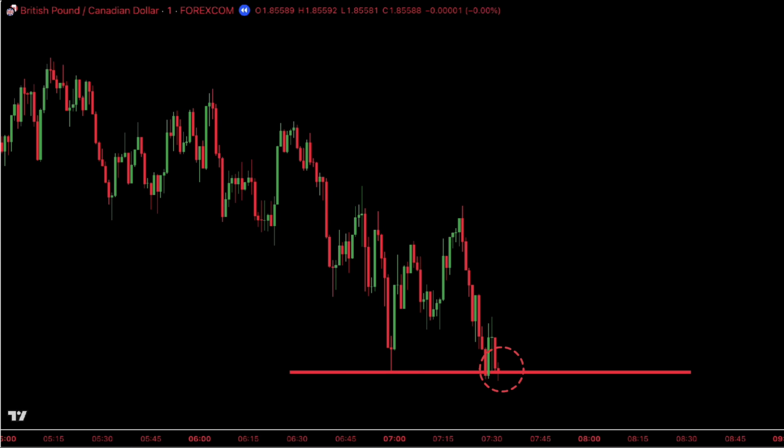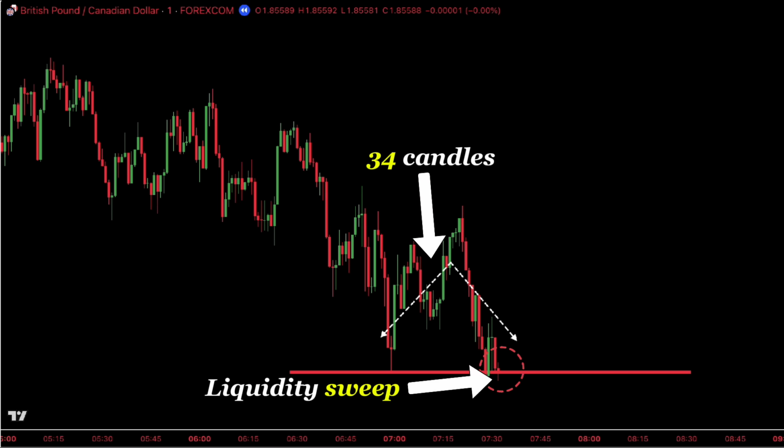The market creates another liquidity sweep, this time with a small doji candle. This setup is much more interesting because it provides a tight stop loss. There is another important detail here. From the moment the support level was first created until the market retraced back and performed the liquidity sweep, approximately 34 candles formed. This is exactly what we are looking for because it shows that the market spent enough time consolidating before revisiting the level.